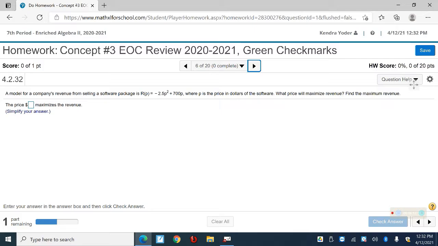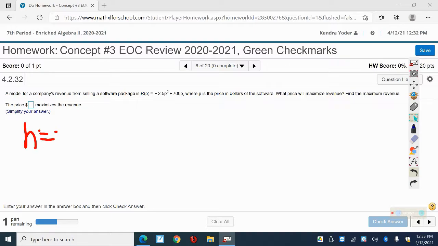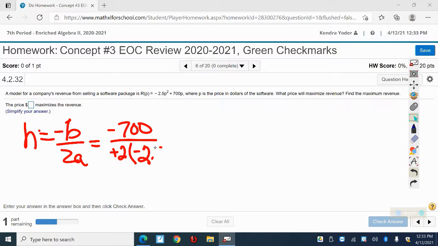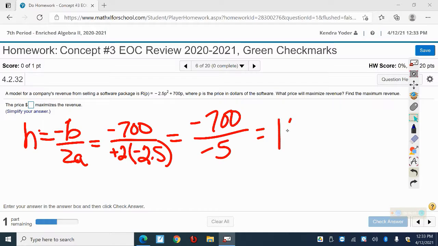All they want you to do is say that h is equal to negative b over 2a. So this is going to be negative 700 divided by negative 2 times positive 2 times negative 2.5. Okay? So negative 700 divided by negative 5, the negatives cancel out, and that's going to give me $140. Yes?